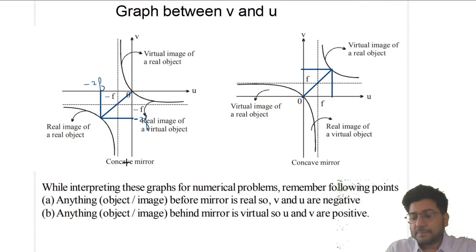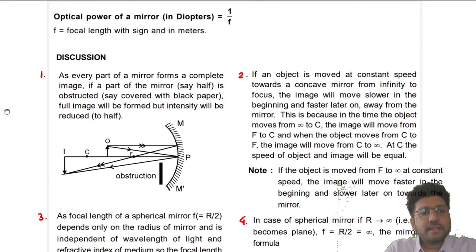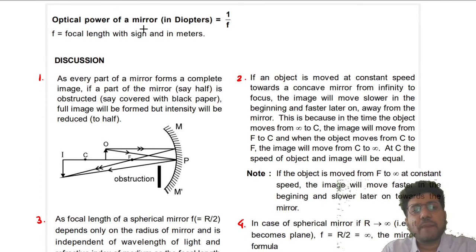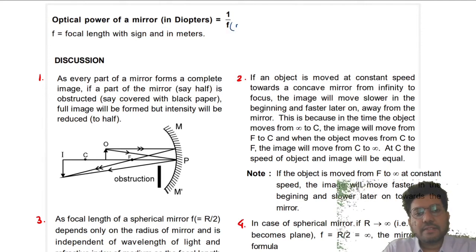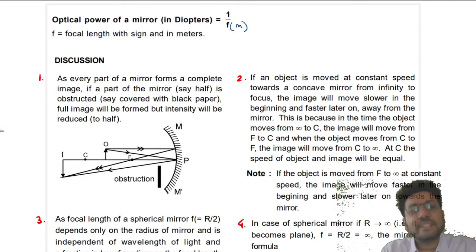Now, the next term is called optical power of a mirror. Optical power of a mirror is 1 by f, and this focal length has to be written in meters. Then the unit of this power is diopter. Remember, this focal length has to be written in meters. All right, now some important discussions.